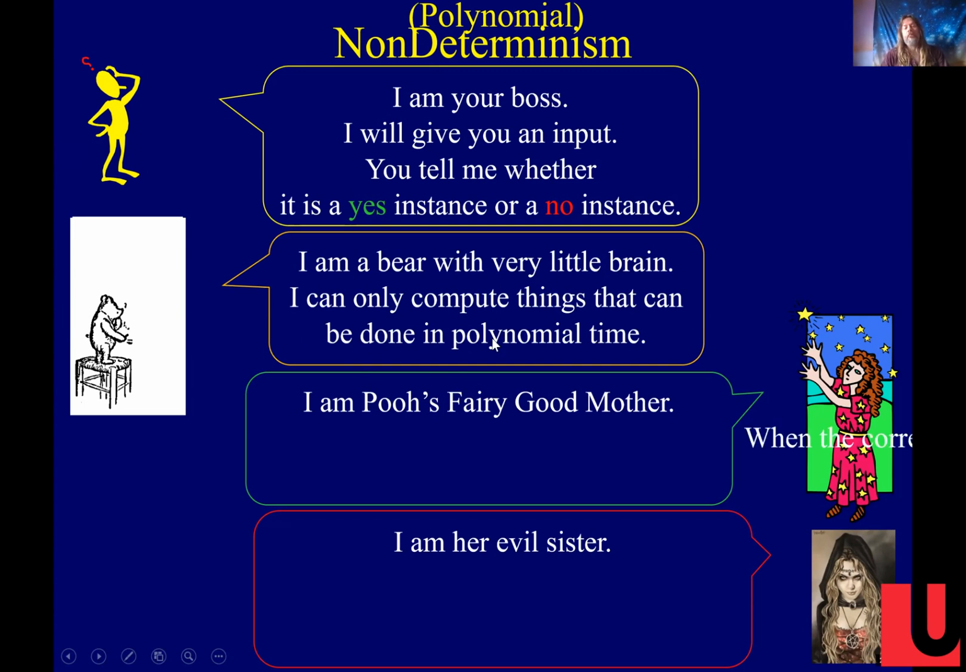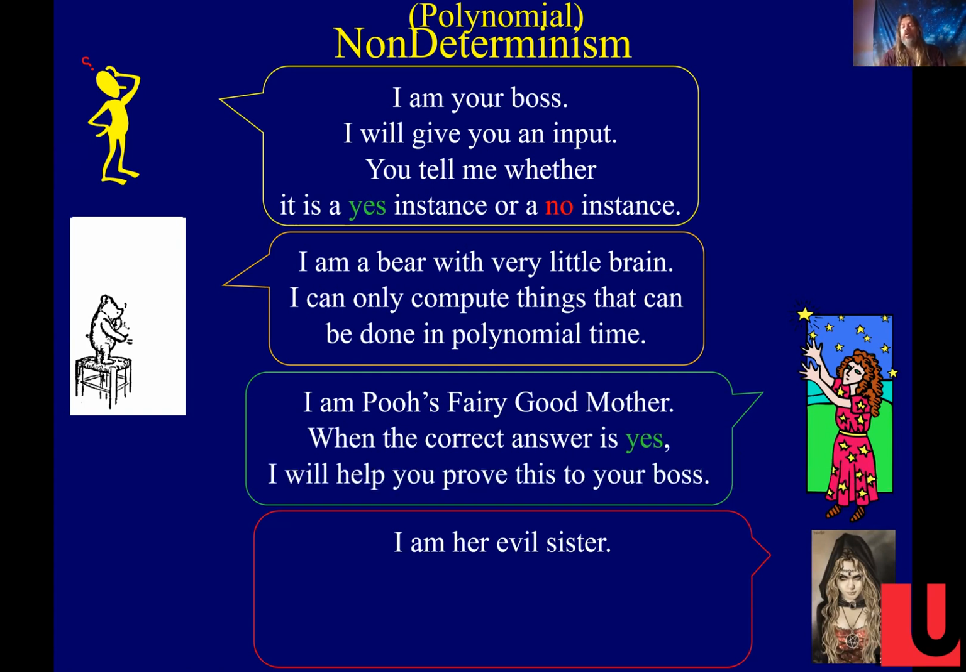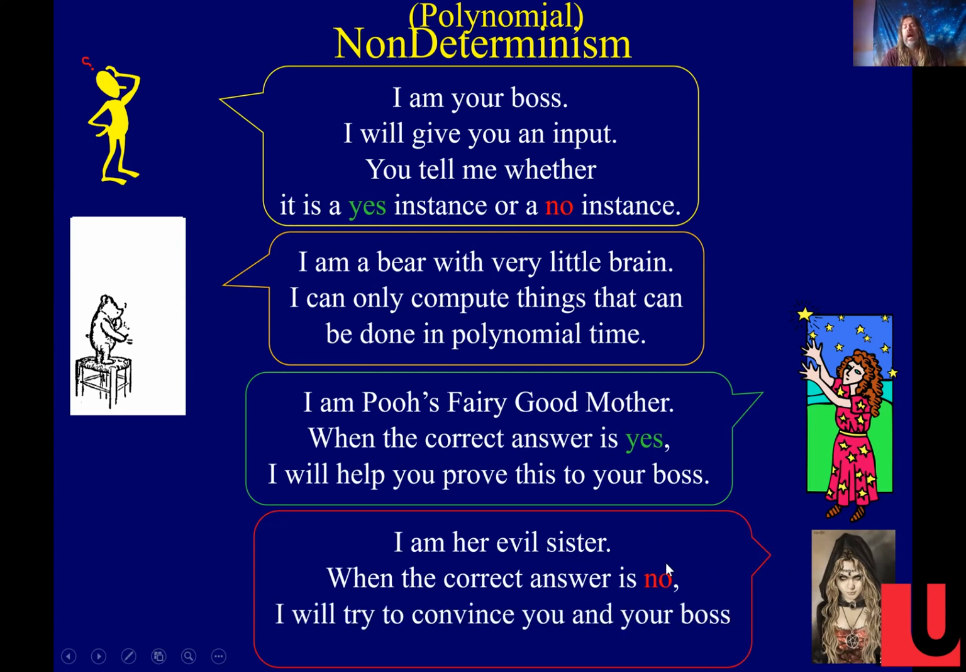he can only work in poly time, right? And when the input is a yes instance, the fairy godmother is going to give him something to help him prove, or to witness to his boss, that it's a yes instance. And when it's a no instance, the evil sister is going to try to convince you and the boss that it's a yes instance. And Pooh Bear is going to have to convince the boss. He's going to have to distinguish between these. He's going to have to verify whether or not the fairy godmother was lying.